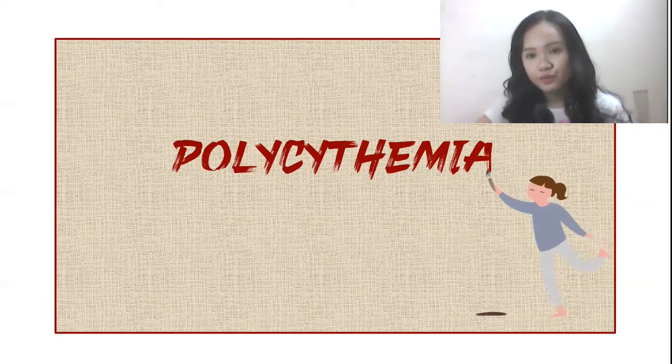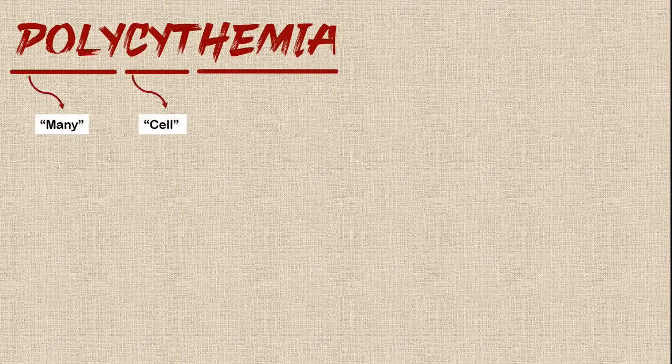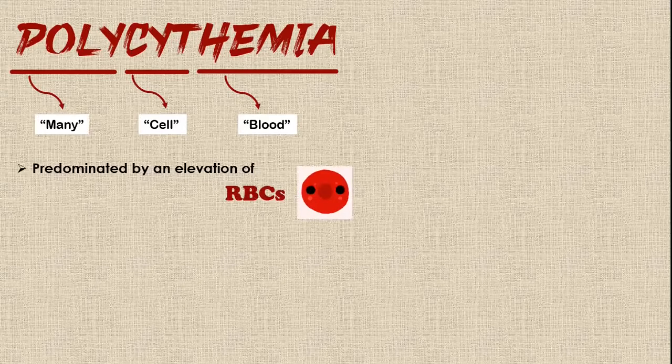In today's video, we are going to talk about polycythemia. What is polycythemia? By breaking down the word, we can get a quick definition. Poly, meaning many, cyte, meaning cell, and hemia, meaning blood. So basically, it means that there are many cells in the blood, but in this case, it is predominated by an elevation of erythrocytes or red blood cells.